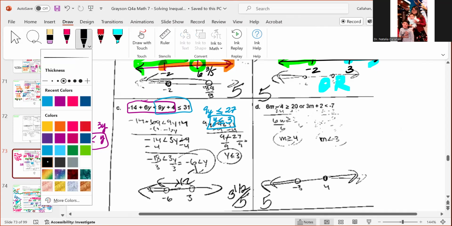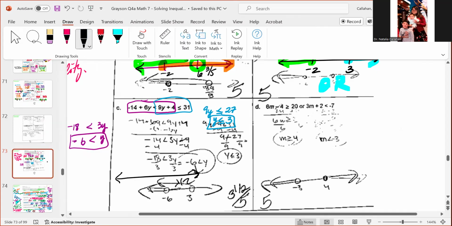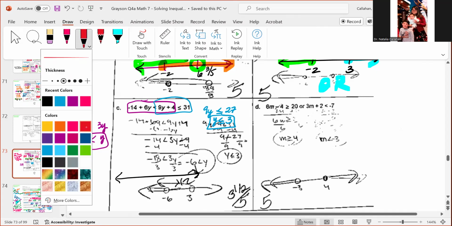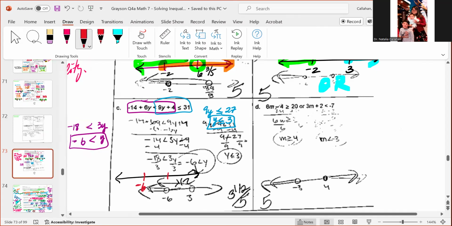Let's go ahead and graph this. When we graph this, we have a -6 on the left and a 3 on the right. At -6, it's an open circle going to the right. At +3, it's a closed circle going to the left. Make sure you have an open circle and a closed circle.